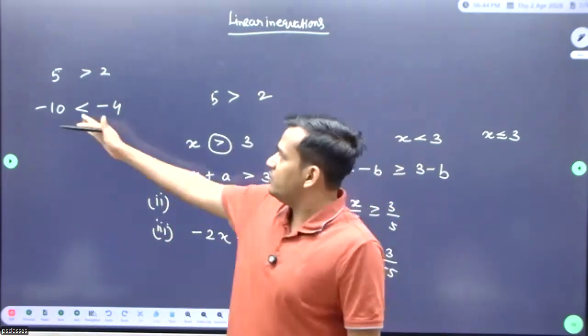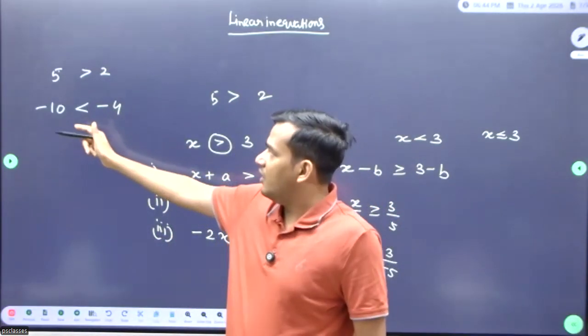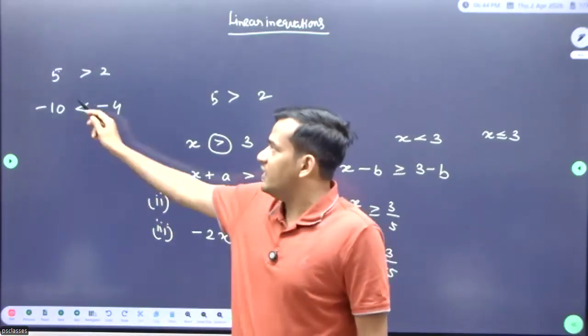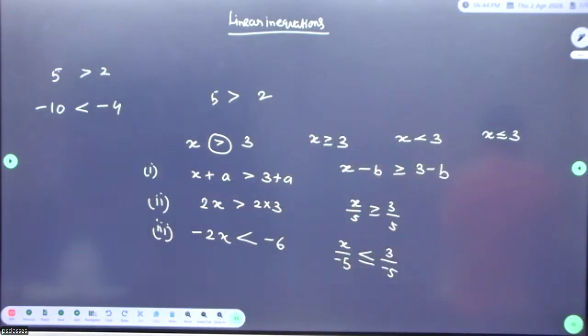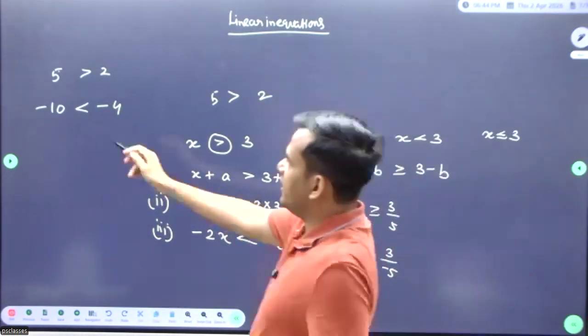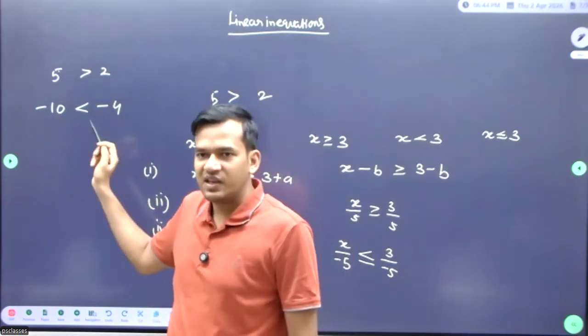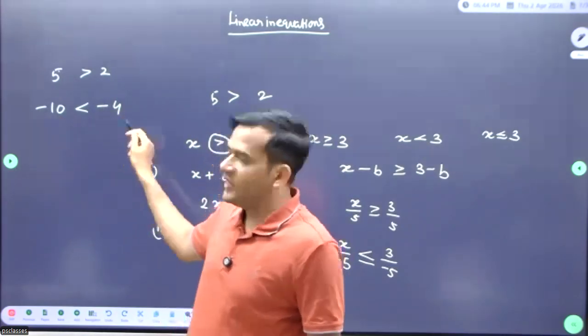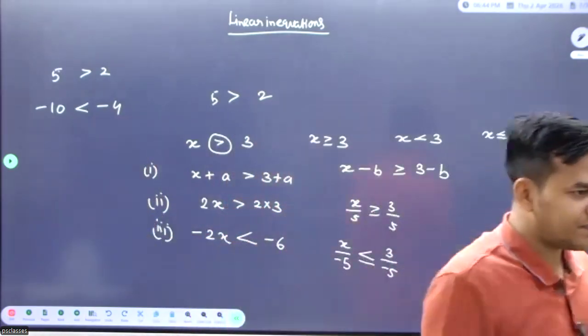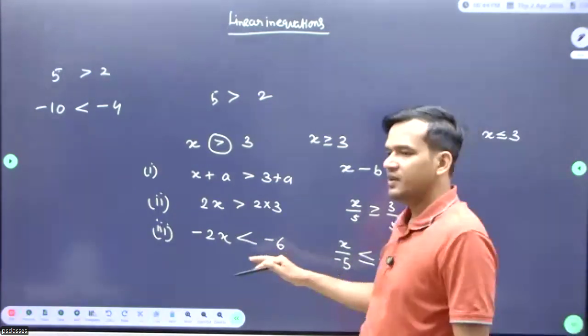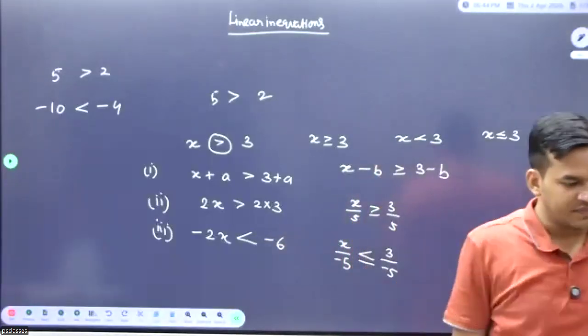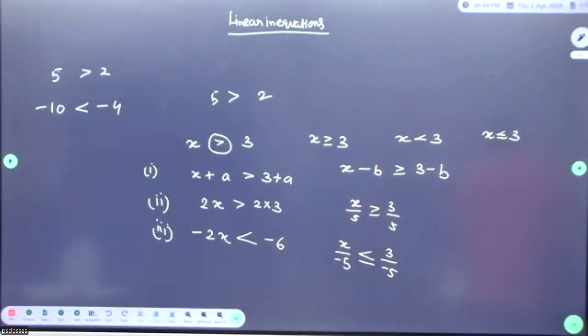Because in the negative case, the number which is greater in magnitude, magnitude means the value of the number, in this case 10 is greater than 4. But because of the minus sign, negative 4 is greater than negative 10. Magnitude wise 10 is greater, but because of the minus sign, minus 4 is greater than minus 10. So that's why the sign of inequality is changed here. So this is the rule number 3.